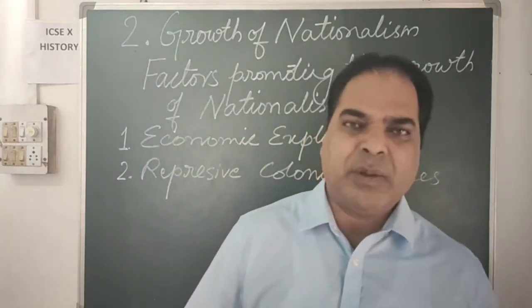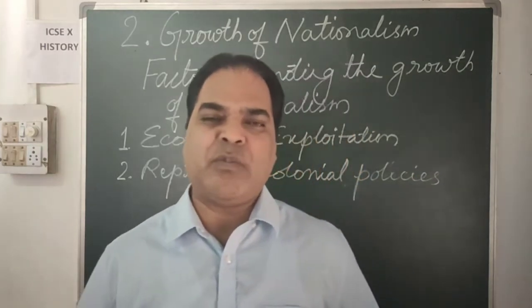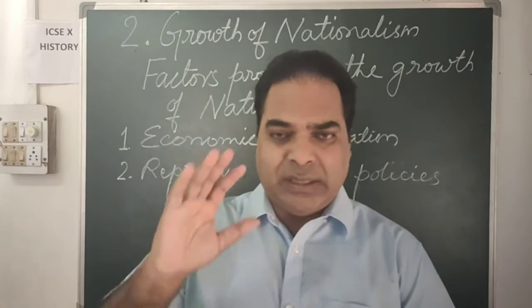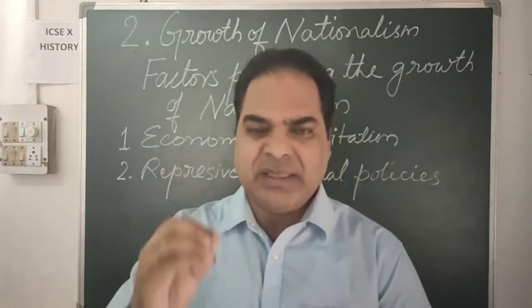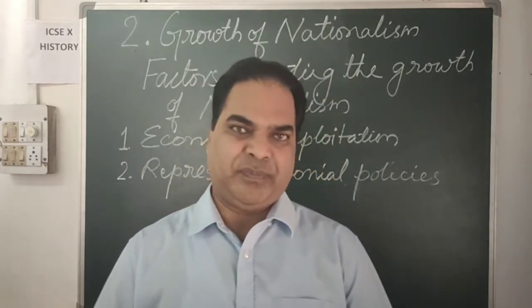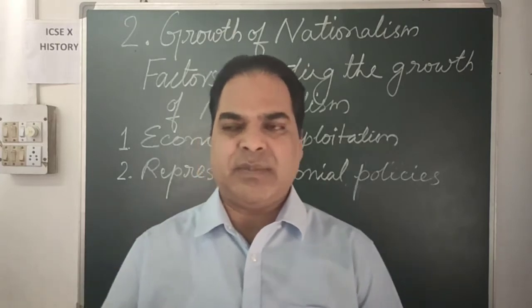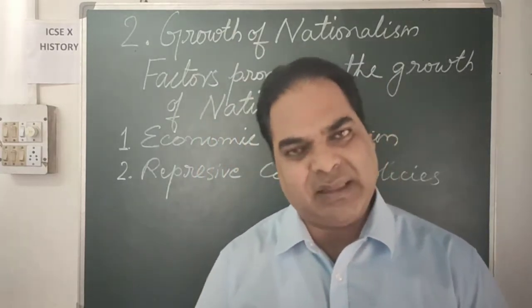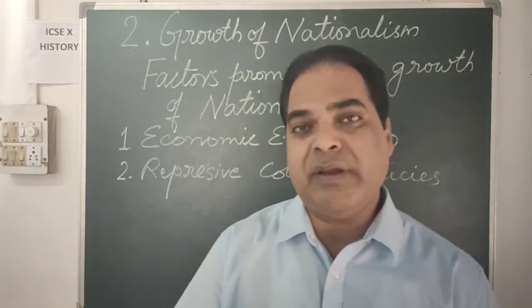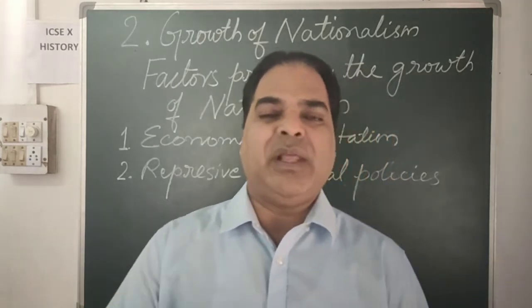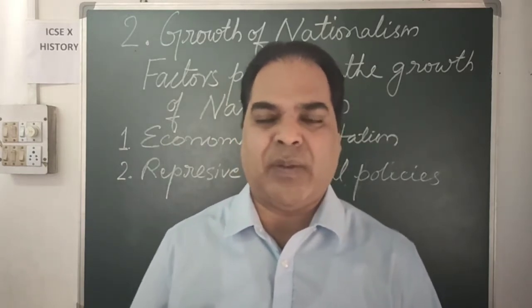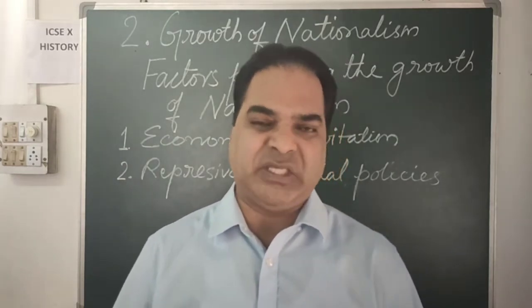Okay, now let me tell you about land revenue. Land revenue was the most important source of income of the British government. So they introduced the zamindari system and the ryotwari system. Zamindari system is a system in which the zamindar is the link between the peasant and the government. The zamindar will collect revenue from the peasants and will submit it to the government. So zamindars started taking extra money from the peasants. They started harassing the peasants.